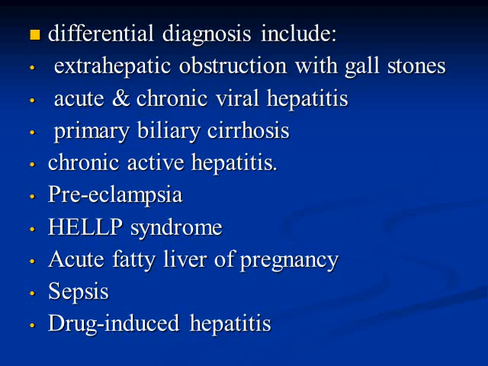Differential diagnosis: since we said she will come with a picture of obstructive jaundice, we have to think about other causes of hepatic problems or diseases, like extrahepatic obstruction with gallstones, which is the first one we will think of, acute and chronic viral hepatitis, primary biliary cirrhosis, chronic active hepatitis, preeclampsia, and HELLP syndrome. If we see jaundice with elevated liver enzymes, we have to think about them. Acute fatty liver of pregnancy can also present with such symptoms, as can sepsis and drug-induced hepatitis.